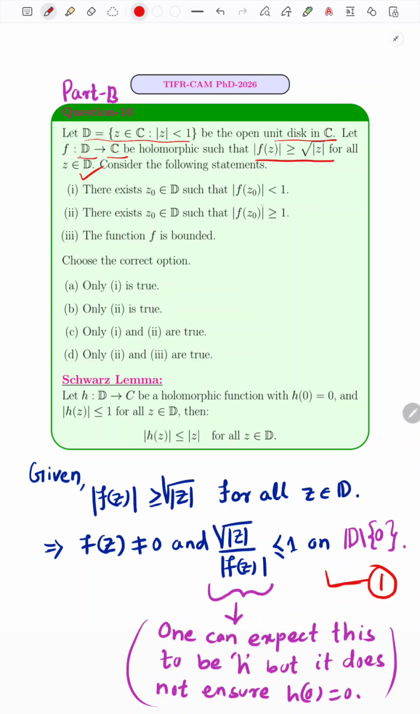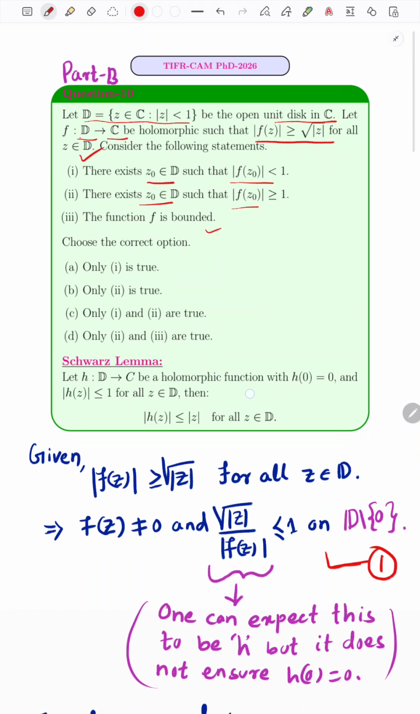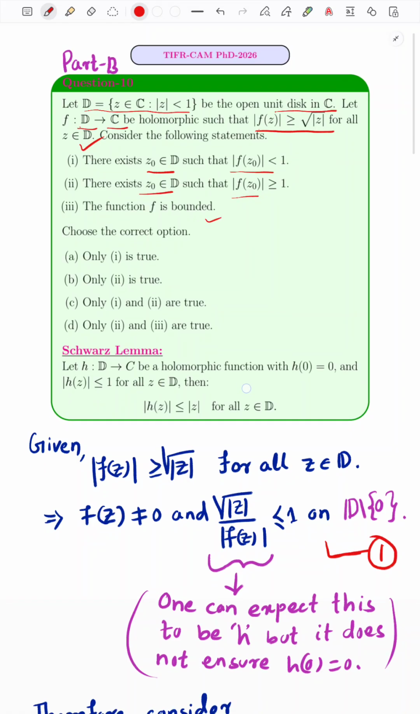We have to check the following three statements. The first says that there exists a z₀ in D such that |f(z₀)| is strictly less than 1. The second says that there exists a z₀ in D such that |f(z₀)| is greater than or equal to 1. The third says that the function f is bounded. Let us verify options 1 and 2.